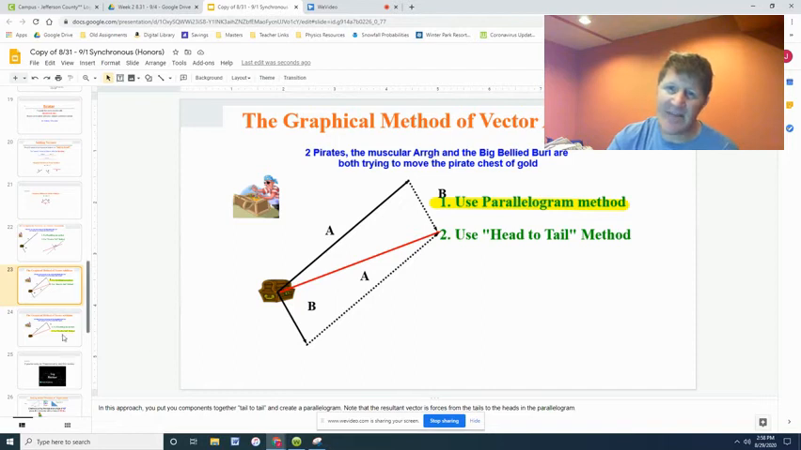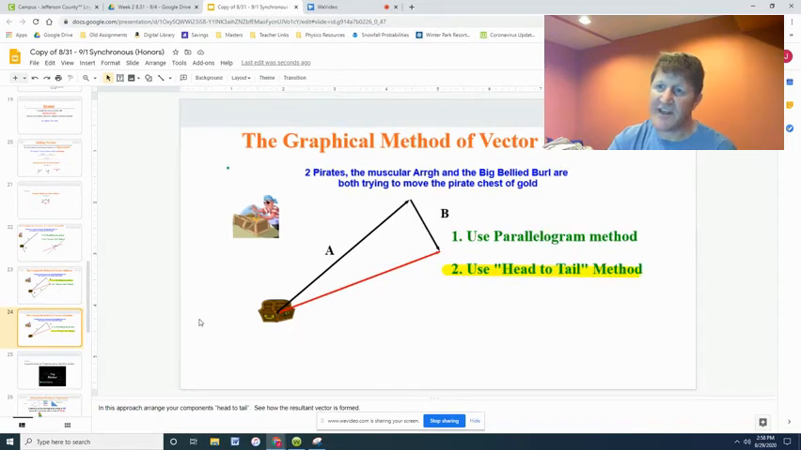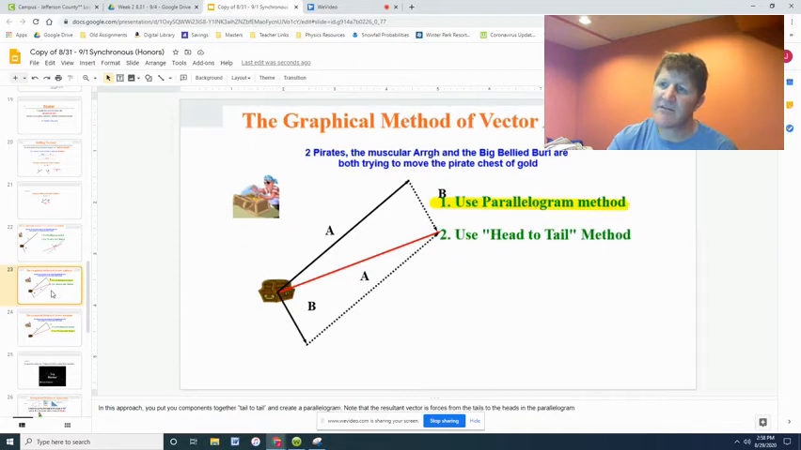Now, the head to tail method is a little bit simpler, and that involves just taking A, the force exerted by R, and then putting the B, the Big Belly Burl force, from head to tail, and then the resultant force is found right here. And you can see that the resultant force here is identical to the resultant force here. It's just using a different method.